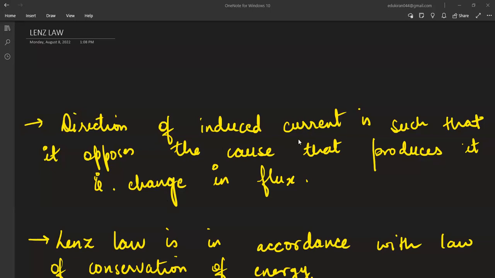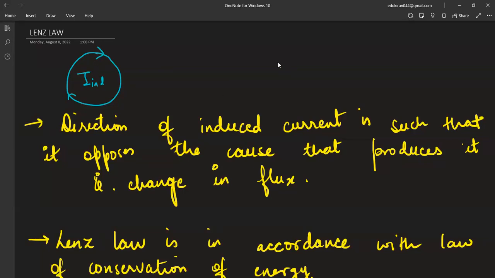See, direction of induced current. Suppose this is a loop. There is a direction of induced current. It can be clockwise, it can be anti-clockwise, there can be any direction. Now, how to determine this direction? It will oppose the cause that is producing it.